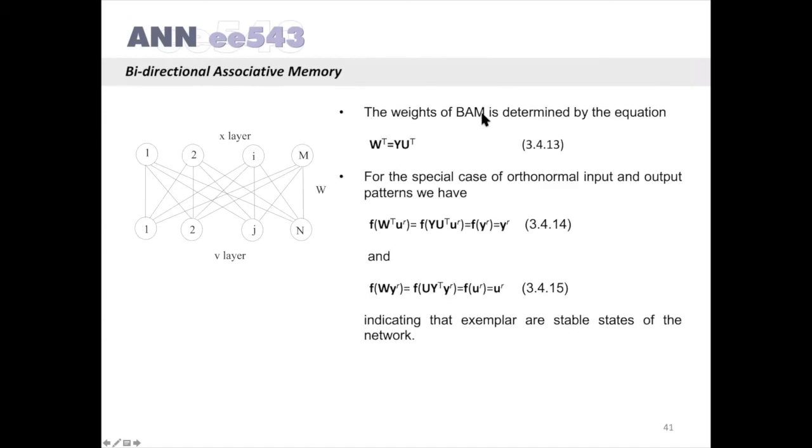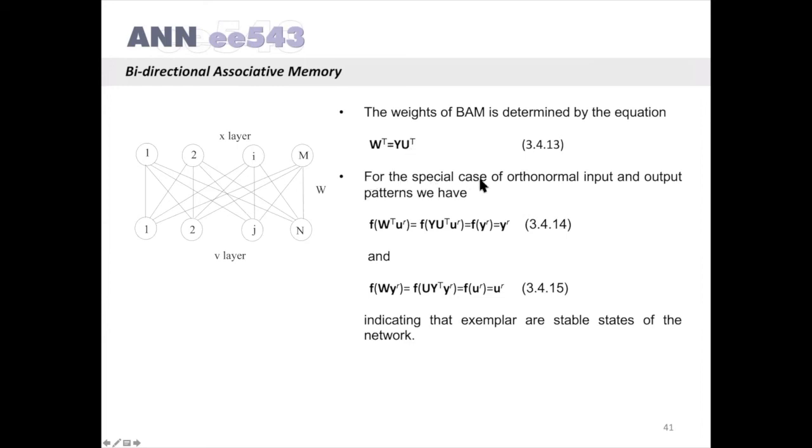The weights of BAM is determined by the equation W transpose equal to Y U transpose. Remember that Y is the matrix in which each column is corresponding to the Y part of the memory patterns to be remembered, and U is the matrix for which each column is the U part of the exemplars to be remembered. And here we have transpose. This is W transpose is equal to Y U transpose.